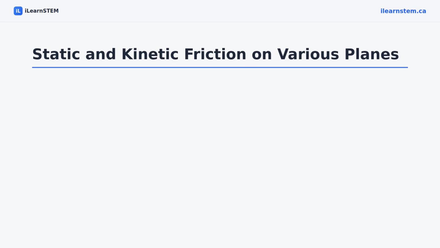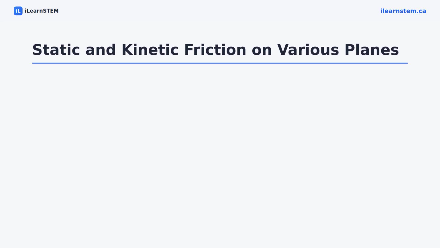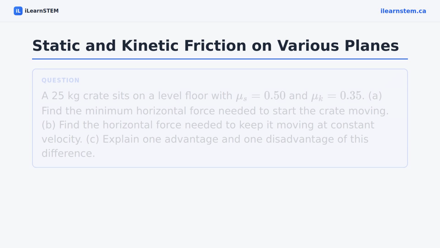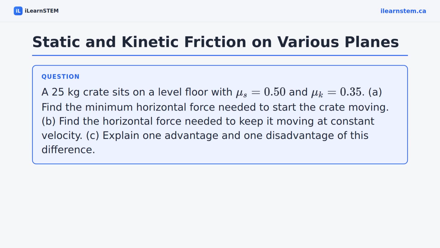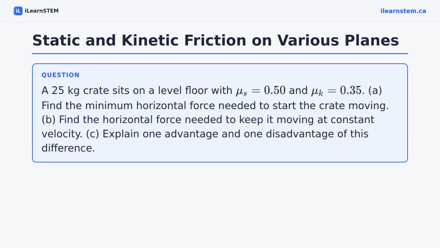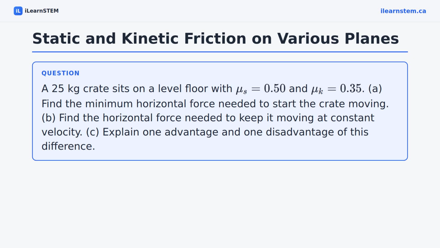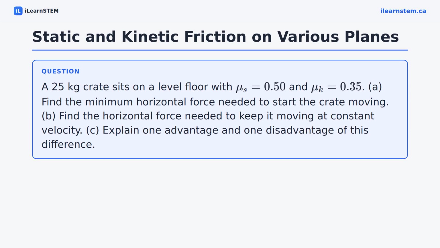We'll practice calculating static and kinetic friction forces on a level surface. Here's the problem. A 25 kilogram crate sits on a level floor with a coefficient of static friction of 0.50 and a coefficient of kinetic friction of 0.35.